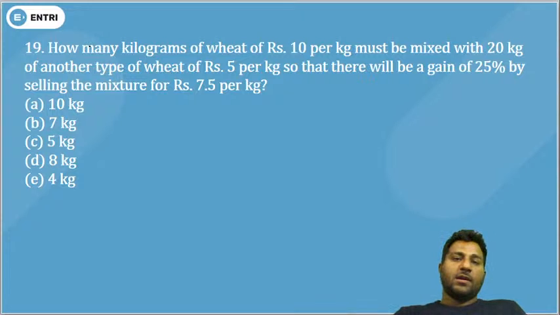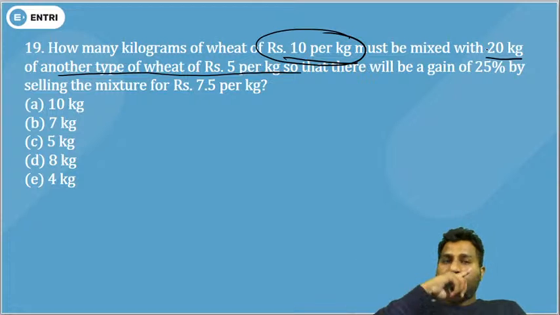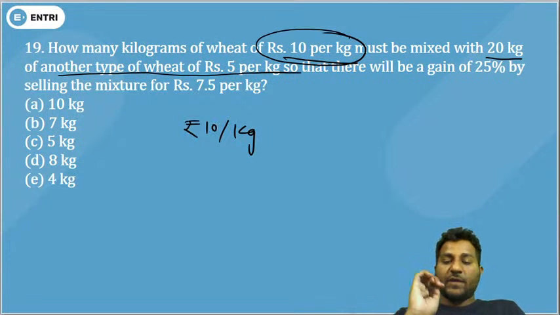Next. How many kilograms of wheat of rupees 10 per kg must be mixed with 20 kg of another type of wheat of rupees 5 per kg? Okay. Look at this, 10 rupee per kg must be mixed with 20 kg of another type of wheat. I'll give you the solution of that question in the next class, which will be held tomorrow.